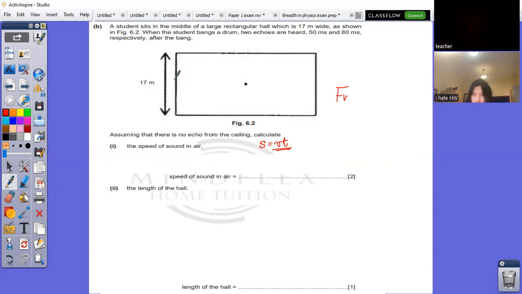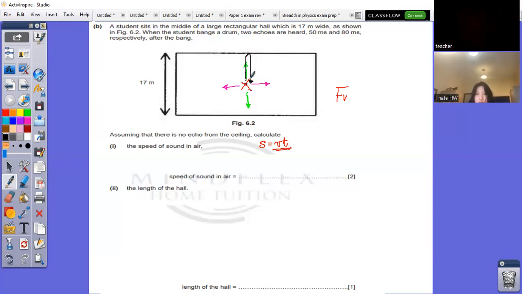So the hole is 17 meters. When the student bangs a drum, 2 echoes are heard. So where's the student? Sits in the middle. So this is the student here. 2 echoes are heard, 50 milliseconds and 80 milliseconds respectively. So when they bang that drum, sound is going to be sent out in that direction, and sound will also be sent out in this direction, parallel to that face. So the sound has to go and come back.